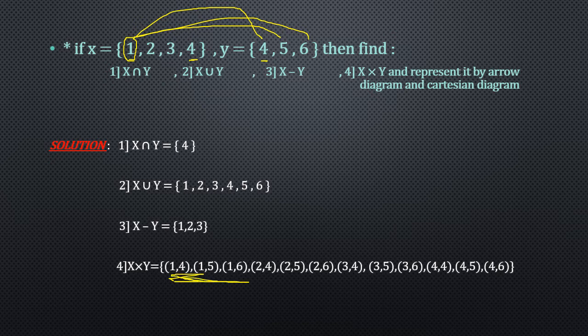So we will put 1 and 4 in the ordered pair, 1 and 5, 1 and 6. And repeat that with all the elements of x. So x product y will be the set of (1, 4), (1, 5), (1, 6), (2, 4), (2, 5), (2, 6), (3, 4), (3, 5), (3, 6), (4, 4), (4, 5), (4, 6).